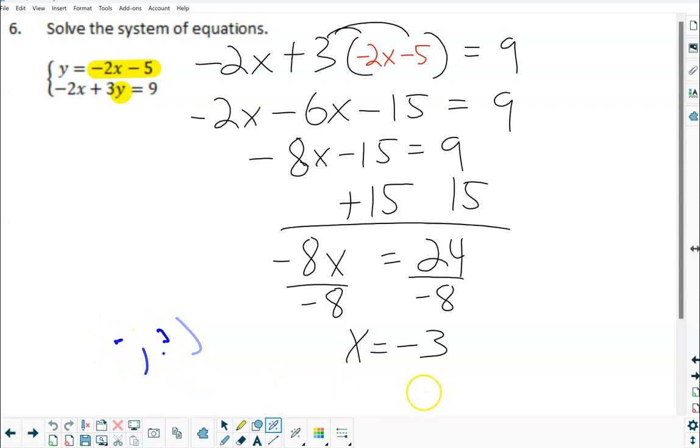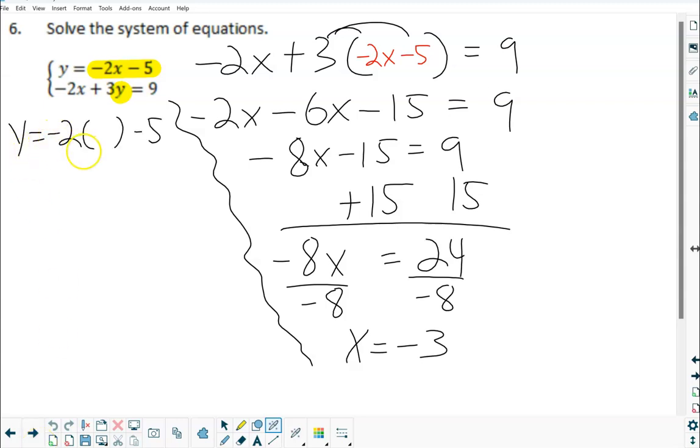We've got the x, but we need the y. Okay? So we're going to go ahead and take this x, and you can plug it in either here or here, and then solve for y. But I believe it would be easier just to plug it in here like a regular function. So that's what we're going to do. Okay? So I've got y is equal to negative 2x minus 5. We're going to plug in this negative 3 and see if you can solve it from there.